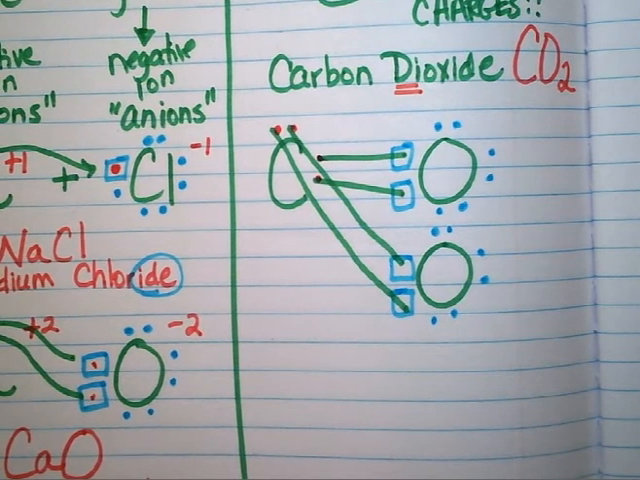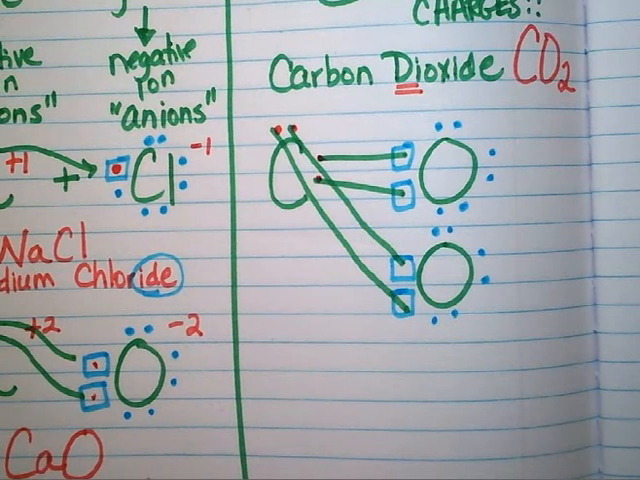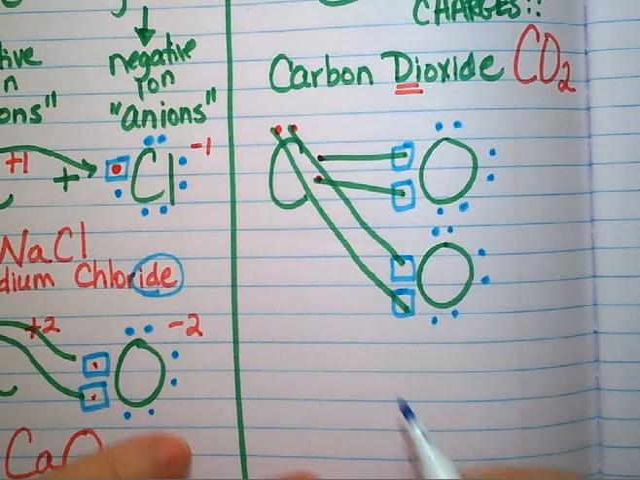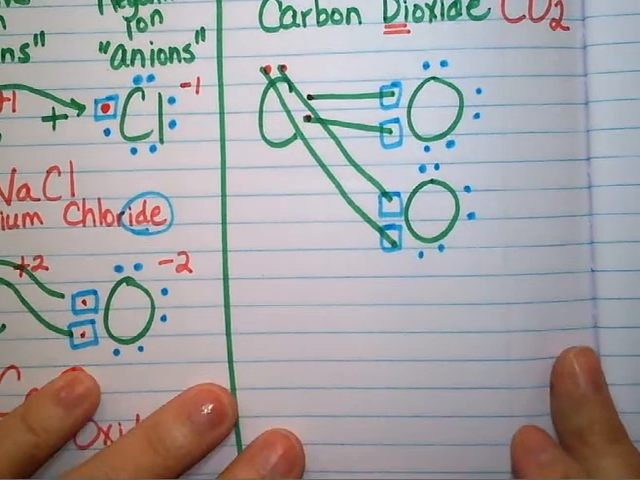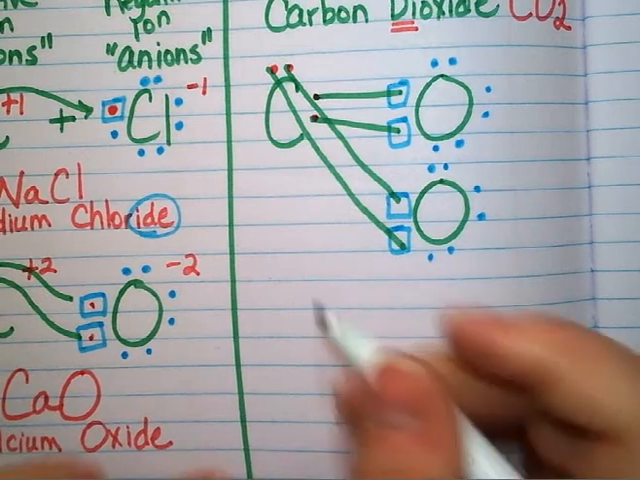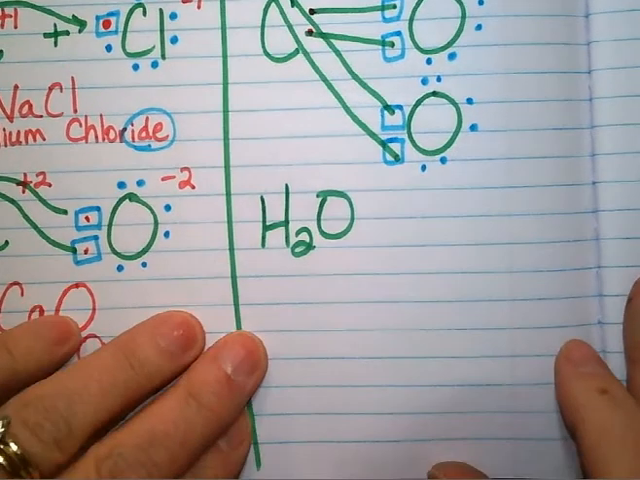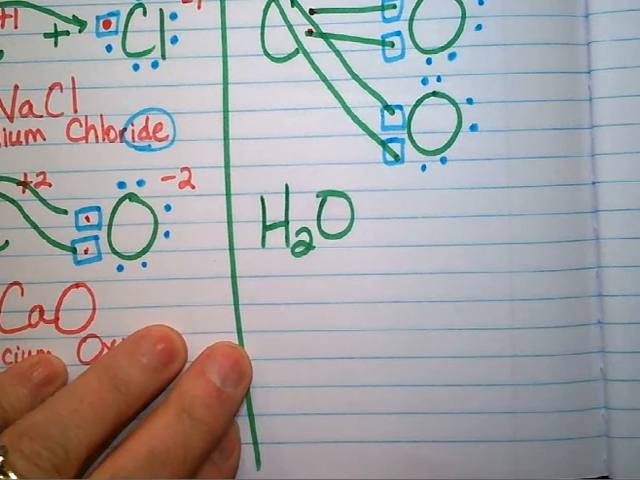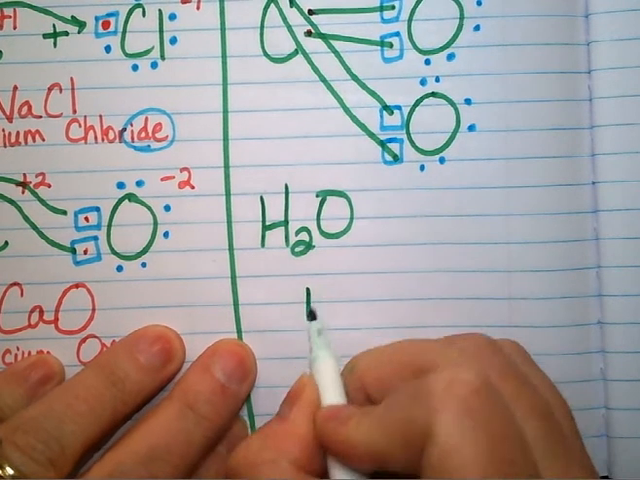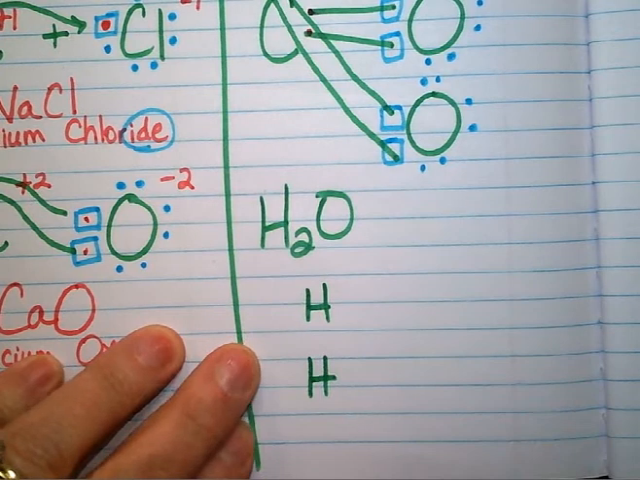All right. The next one we're going to look at is water. Water really makes a polar bond, but it's covalent. They still share electrons. So let's look at water. What is water's chemical formula? H2O. You know it already. So if that's H2O, how many hydrogen atoms do I have? 2 hydrogen atoms. All right. How many oxygen atoms? 1.